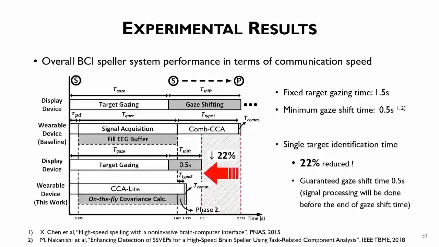This is the last experimental result. This figure represents the overall BCI speller system performance in terms of communication speed. In this research, the minimum gaze shift time is fixed at 500 milliseconds according to previously reported works. With the proposed algorithm, the time for a single target identification can be reduced by 22%, and it means that the signal processing will obviously be done before the end of a 500 millisecond gaze shift time.